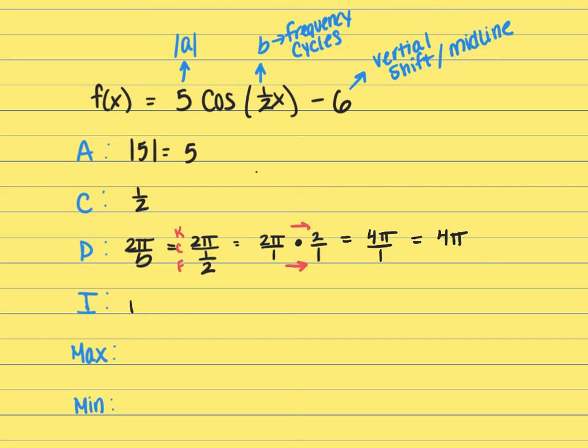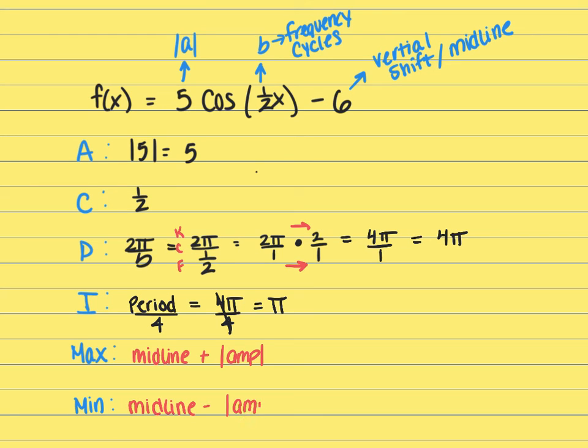Remember my interval is the period divided by 4. So here my period is 4 pi divided by 4. The 4's will cancel, and my interval is left to be pi. Now, to find the max or the min, remember, to find the max, we take the midline and add the absolute value of the amplitude. To find the minimum value, we take the midline and subtract the amplitude.